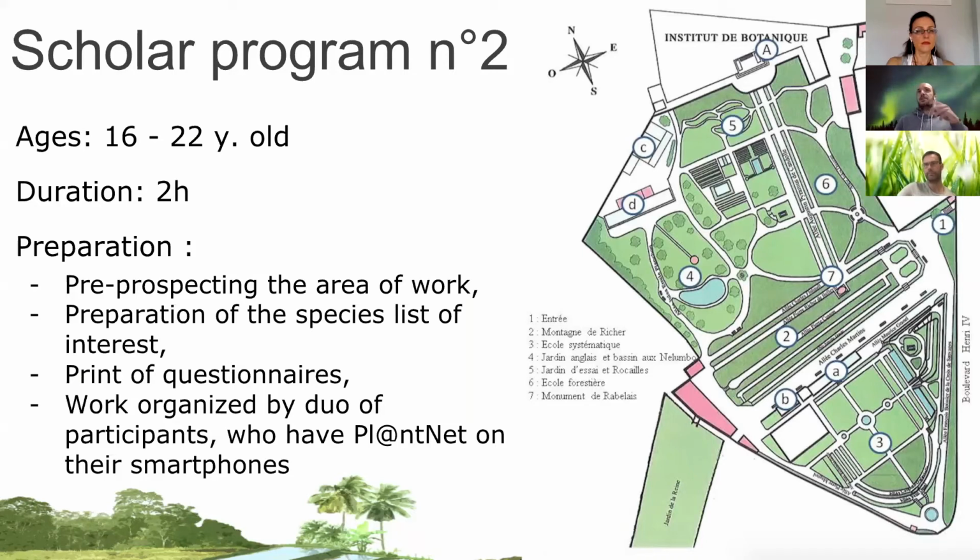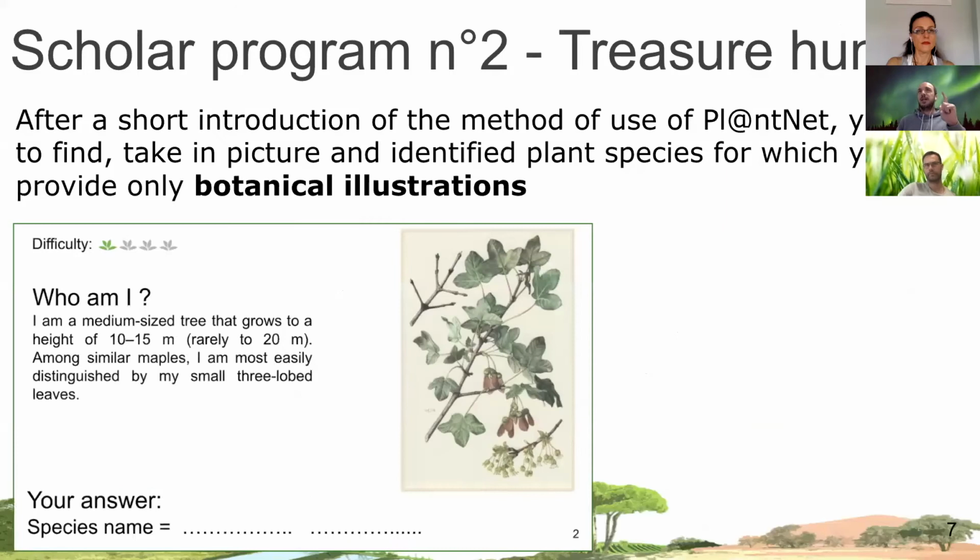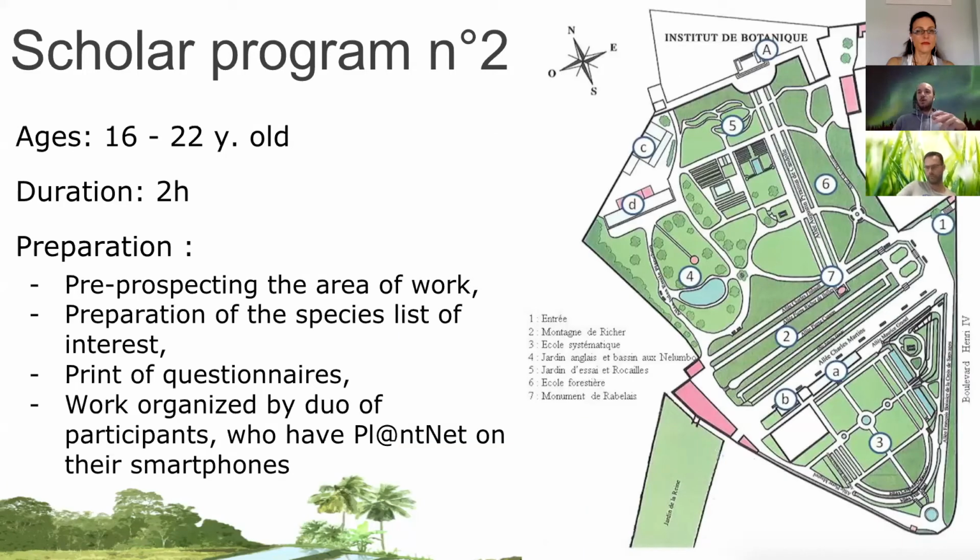So another program that we conducted was done with much older students, and it was organized as a treasure hunt. So the idea here was to prepare a field where we had already recorded some species that we wanted the students to discover. And so we created this species list, we printed some questionnaires that I will show you soon, and we organized the participants in duos in order to facilitate the exchange of perceptions about the capacity of the application, about the difficulty of producing good images to obtain the best identification result possible.